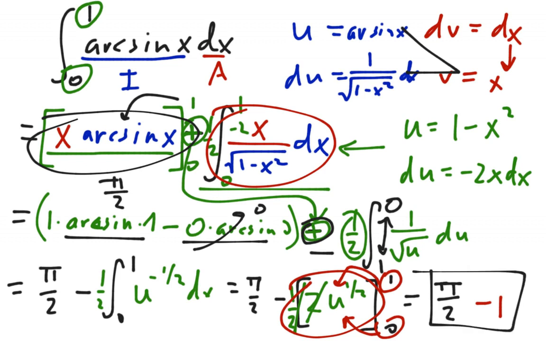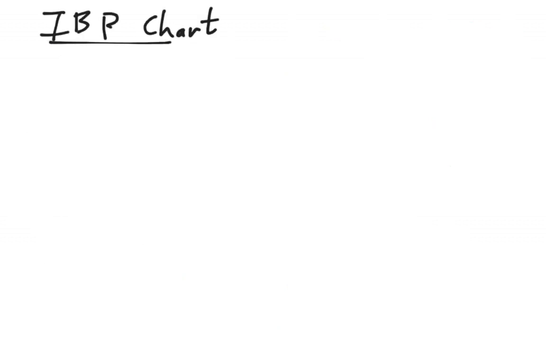This is an example of how to do integration by parts with the fundamental theorem. Basically, you plug in the limits at the first piece and at the second piece and evaluate them normally. The last method of integration by parts that we'll learn is called the integration by parts chart.